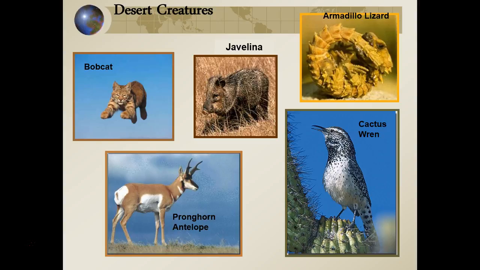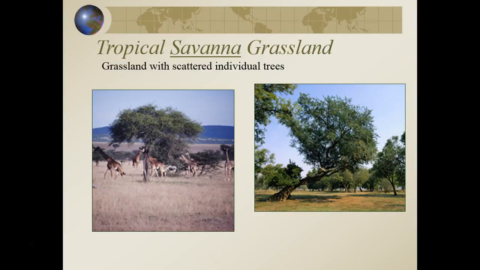Move on. Now we have the tropical savanna grassland. It says grassland with scattered individual trees. Not a lot of trees that are very close together. There's different types of trees here, different type of plant life here, but they're not together. They're not near each other. A lot of them are scattered around in the grassland as well. So as you see here in this illustration, let's move on.